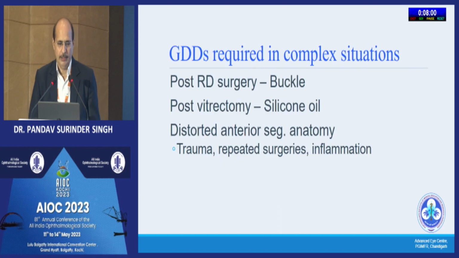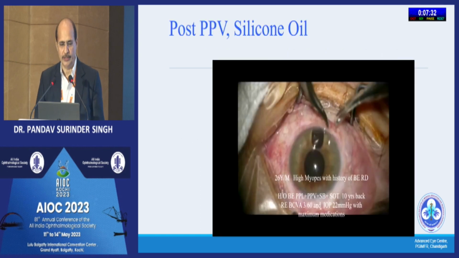Glaucoma drainage devices are required in some of the most complex situations. In normal cases there are other alternatives available, but when nothing else works, we usually think about drainage devices, particularly post RD surgery when there's a big buckle, post vitrectomy eyes, post silicone eyes, and distorted anterior segment because of trauma, repeated surgery, inflammation, and a number of other conditions where routine glaucoma surgery is not useful or is more likely to fail.